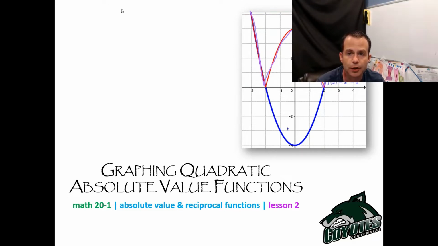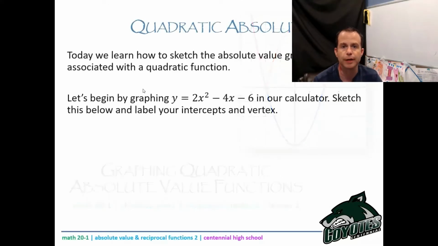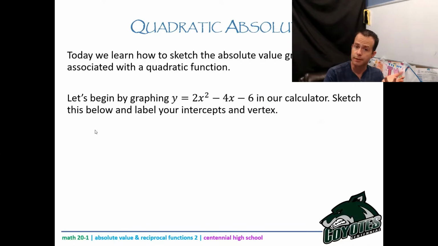I just gotta turn on my mouse. There we go. Okay, so today we learned how to sketch the absolute value graph that is associated with a quadratic function. Let's begin by graphing y equals 2x squared minus 4x minus 6 in our calculator. Sketch this below and label your intercepts and vertex.